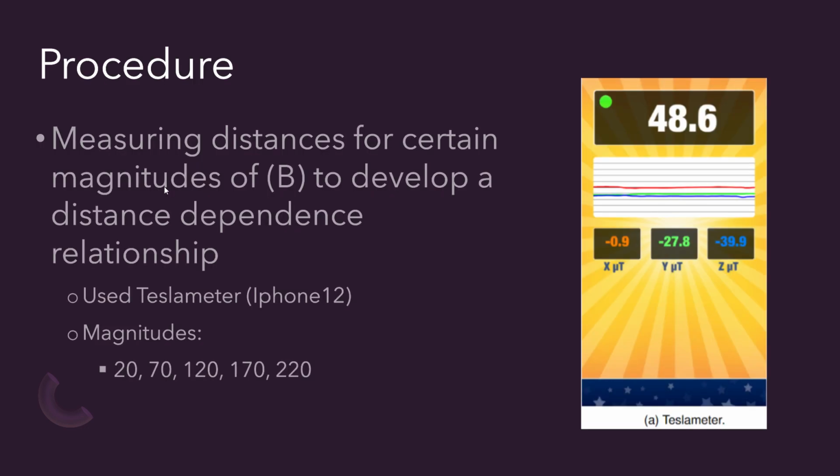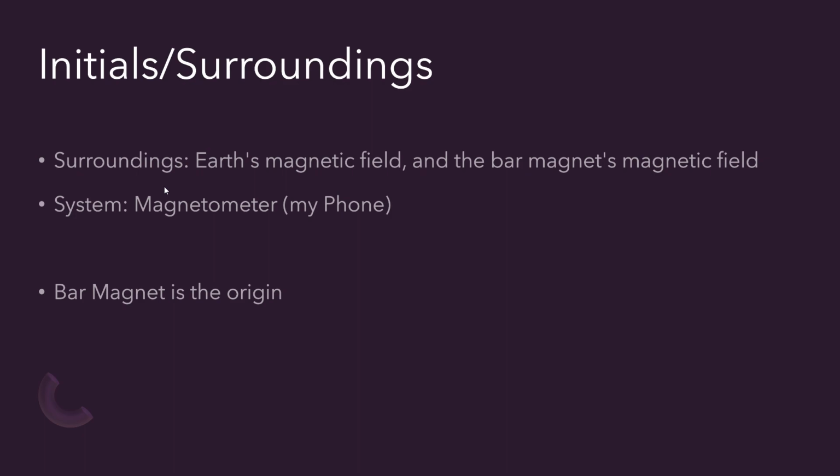And then using that, we're going to be measuring distances for certain magnitudes of B to develop a distance dependence relationship. And we're using a Tesla meter. That's what I used, and the magnitudes that I used are given down below. The system and surroundings: the Earth's magnetic field and the bar magnet's magnetic field are the surroundings, and the system is the magnetometer in my phone. And for calculation purposes, the bar magnet is at the origin.